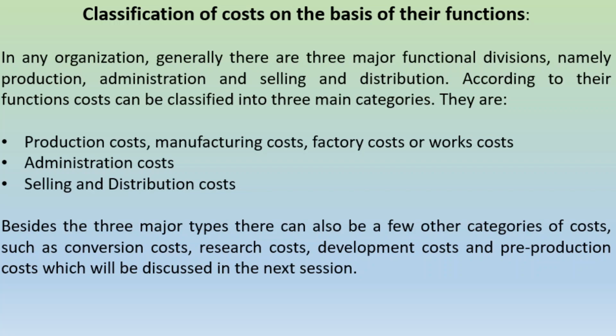According to their functions, costs can be classified into three main categories. They are production costs, also known as manufacturing costs, factory costs, or works costs, administration costs, and selling and distribution costs. Under this classification, besides the three major types, there can also be a few other categories of costs such as conversion costs, research costs, development costs, and pre-production costs, which will be discussed in the next session.